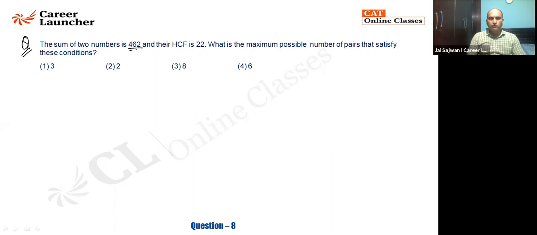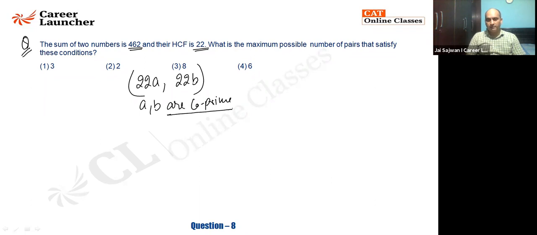So the sum of the two numbers is 462 and the HCF of the two numbers is 22. I'll say one number is 22A and second is 22B. These are the two numbers because the common value between them is 22. So whenever we are finding these numbers, A and B are co-prime. सबको पता है co-prime होना चाहिए क्योंकि nothing should be common between them. And then it is given that the sum of the numbers, 22A plus 22B, is equal to 462.